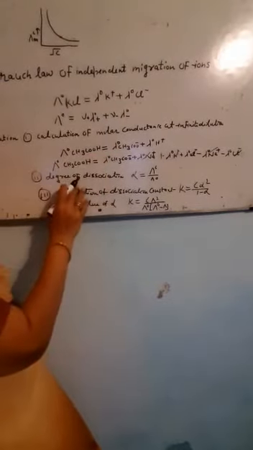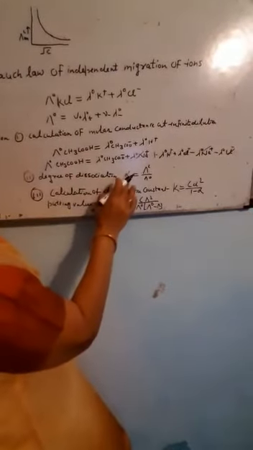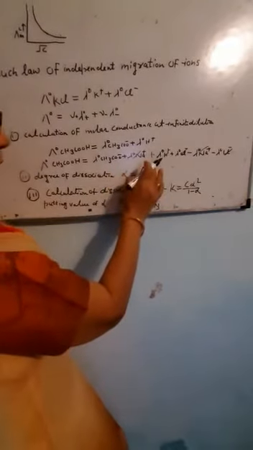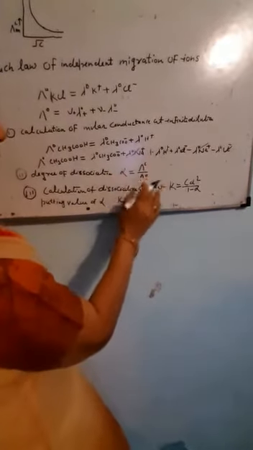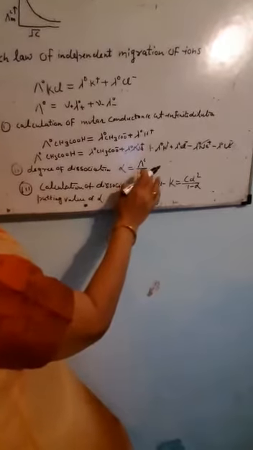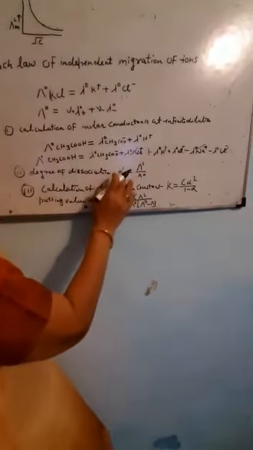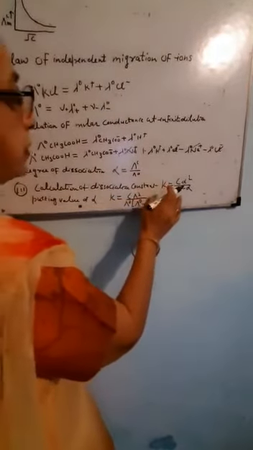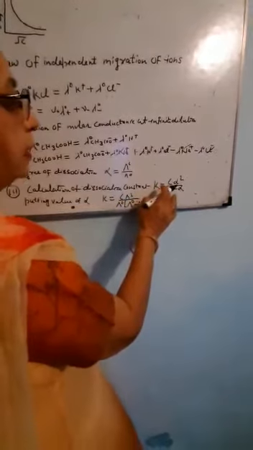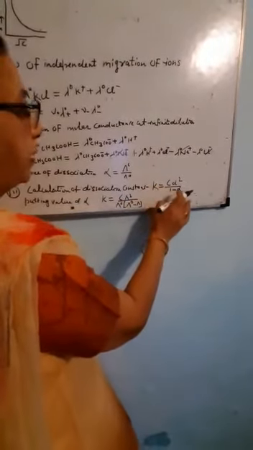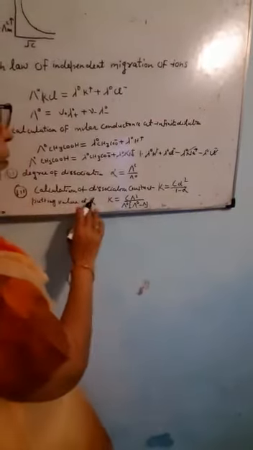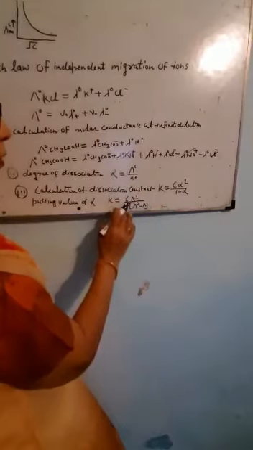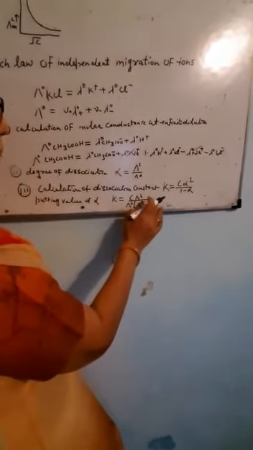Second, we can calculate the degree of dissociation. The degree of dissociation is represented by alpha. Alpha is equal to molar conductivity at any concentration divided by molar conductivity at infinite dilution. With the help of this value, the dissociation constant can be calculated. You have studied in the previous class K is equal to C alpha square upon 1 minus alpha. If we put the value of alpha, K is equal to C lambda square upon lambda naught into lambda naught minus lambda.